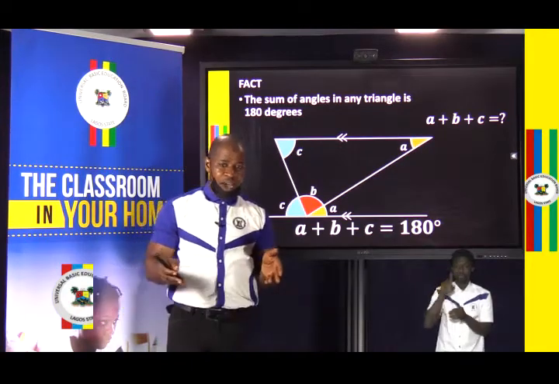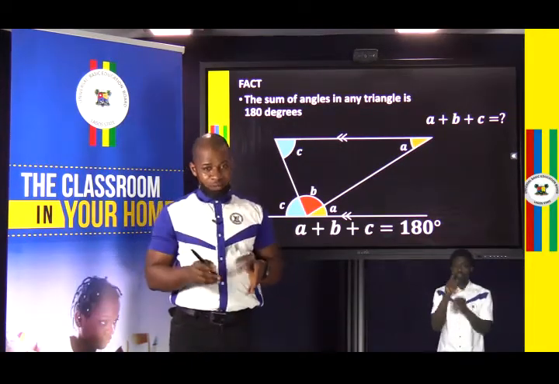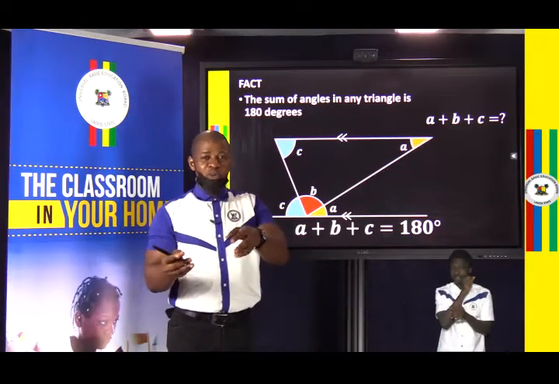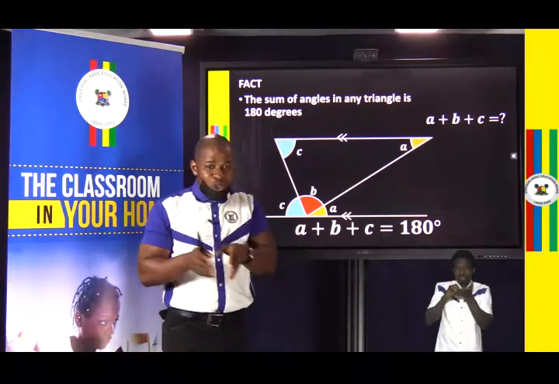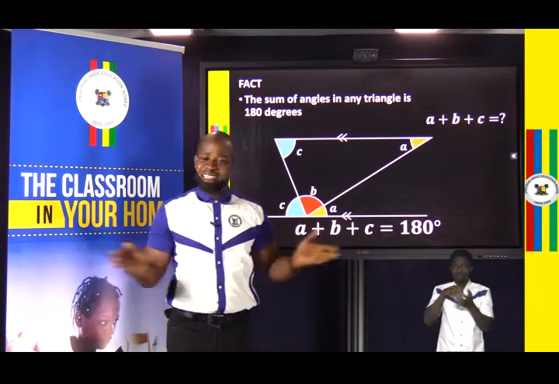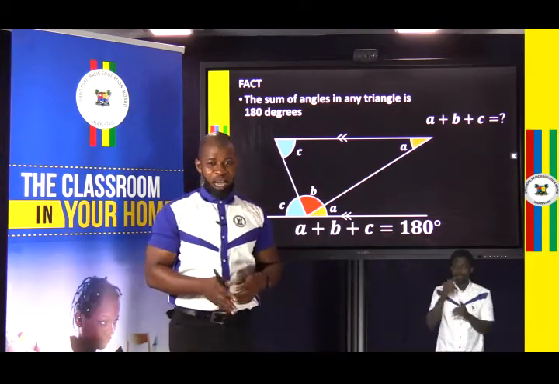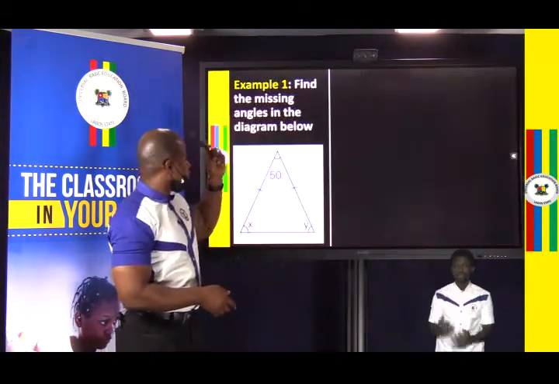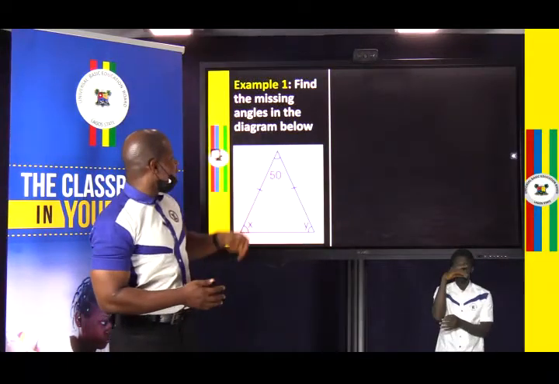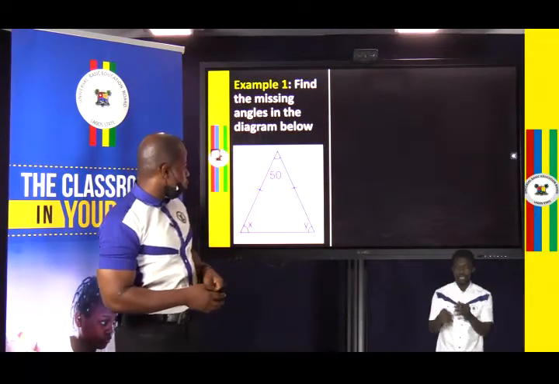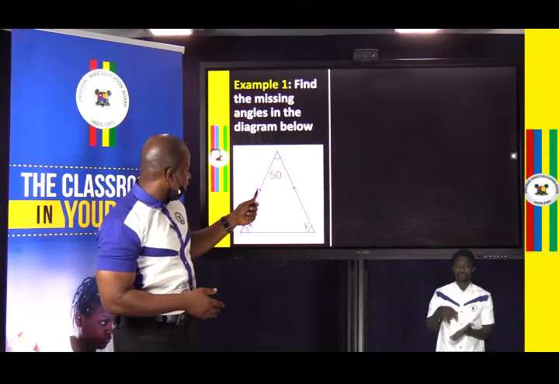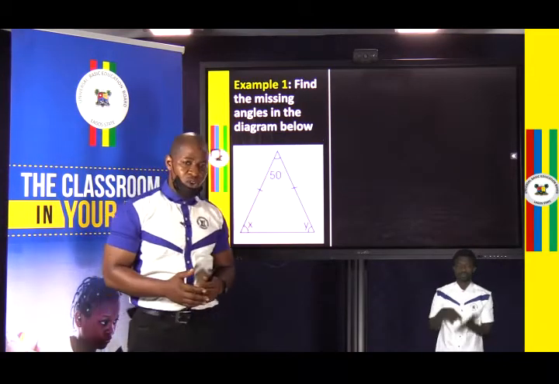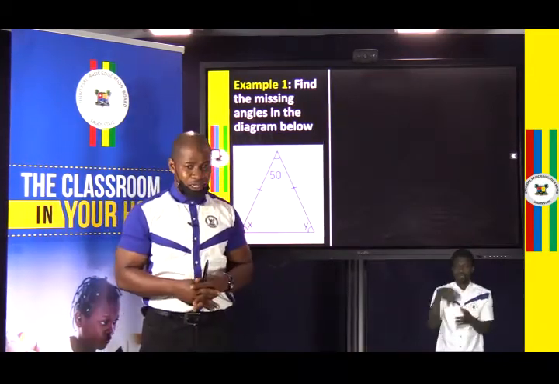Now, when we know this fact, if one angle is missing, we will easily subtract the remaining two from 180 to know the missing angle. And that's exactly what we're going to be doing from now. Example 1 says, find the missing angles in the diagram below. So this diagram, what type of triangle is it?